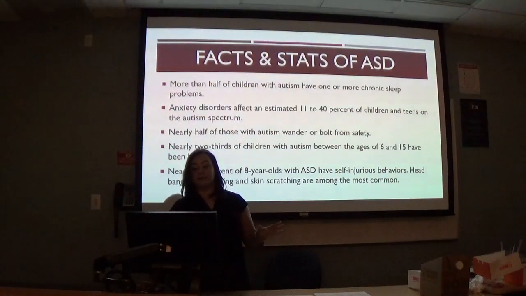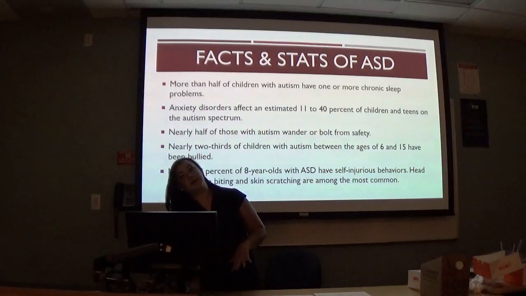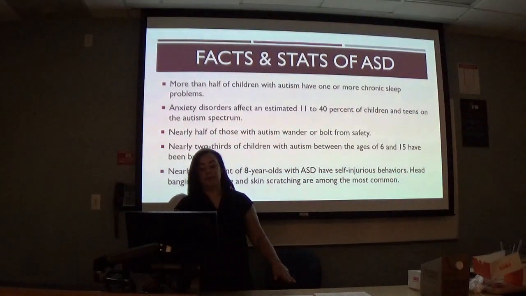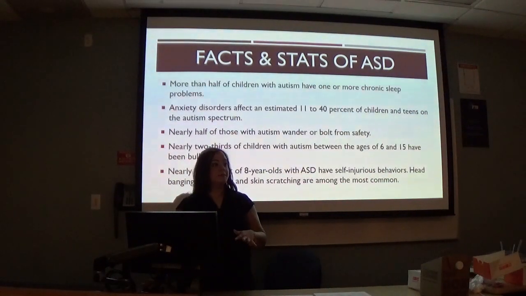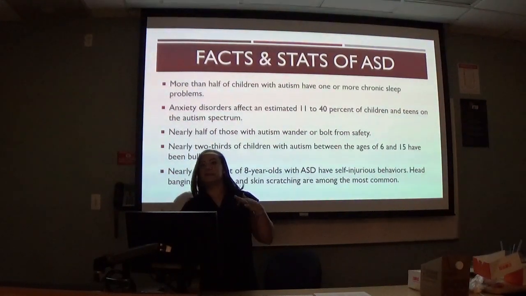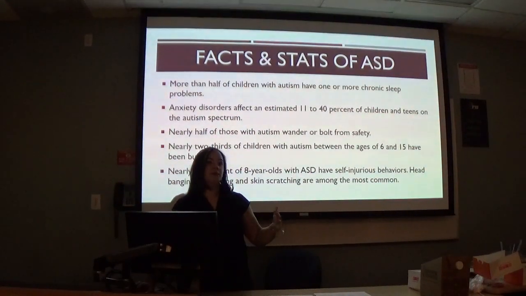More than half of the children with autism have one or more chronic sleep problems. This is a current theme I hear all the time, like my kiddo can't go to sleep, they wake up in the middle of the night, and just understand that that's really, really common. Anxiety disorders tend to affect 11 to 40% of children and teens on the spectrum, so that's another comorbidity that comes a little later in development. Half of those with ASD tend to wander or bolt, so we see something that we're fascinated by, we start moving along, and we have a lot of incidents of why that's a really important thing that we want to try to reduce in our population.